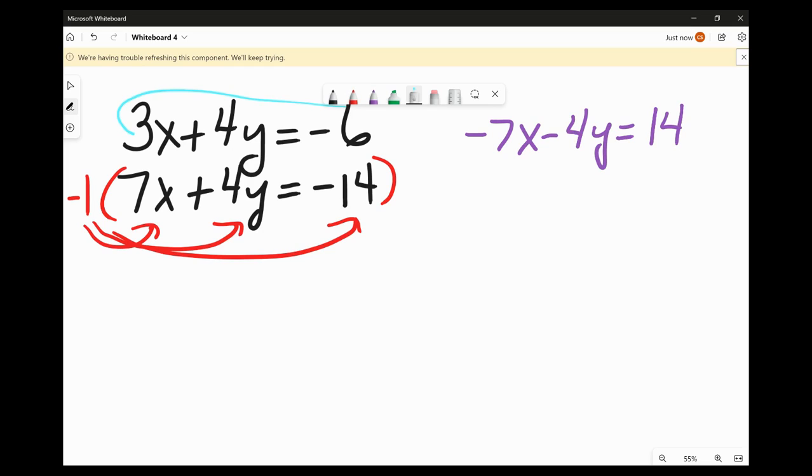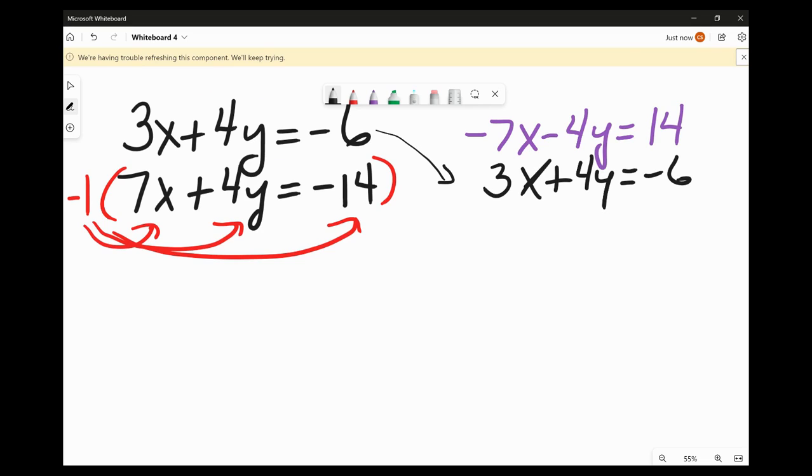And then I'm just going to take this equation and rewrite it down here. So I'm just going to rewrite that one, which is 3x plus 4y equals negative 6. This is the same equation over here. I just copied it down. And now you notice when I look at my y's, if I add down, it's going to cancel out. They would become 0. And I'm going to add down negative 7x and positive 3x is negative 4x. And on the other side, I have 14 and negative 6, which is a positive 8.